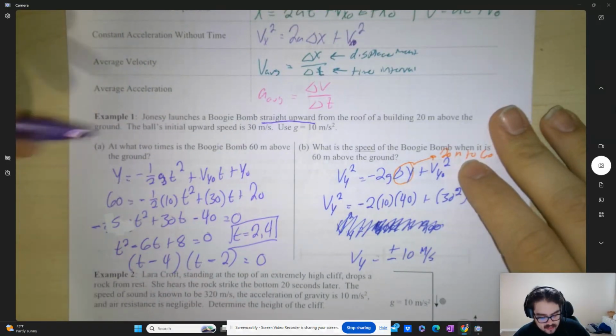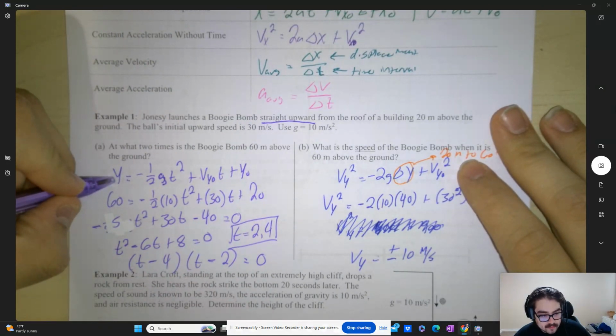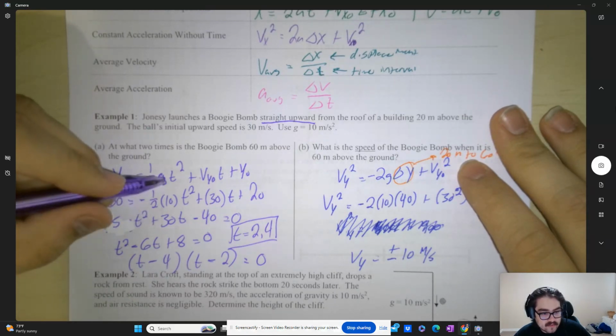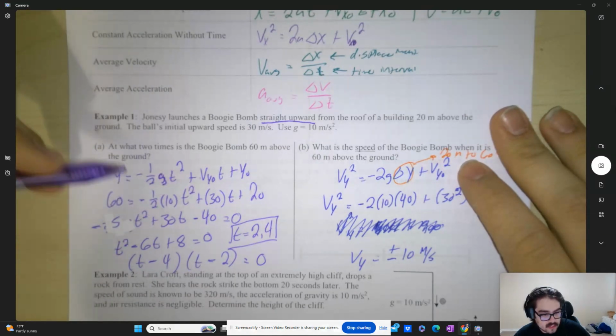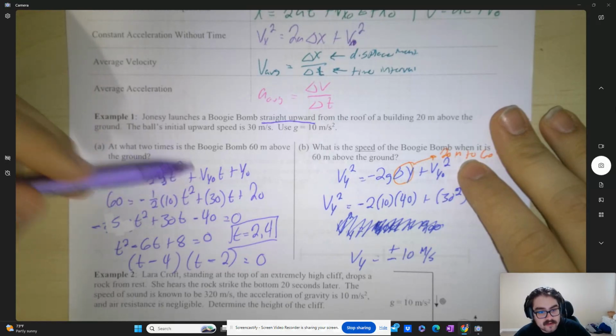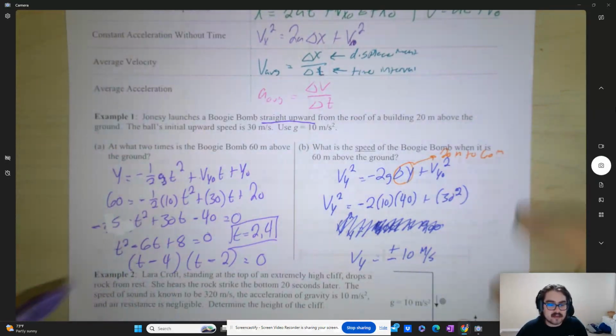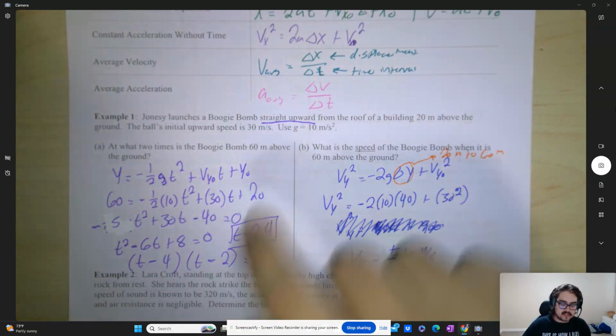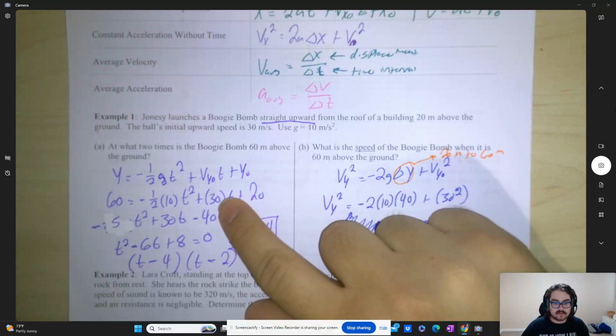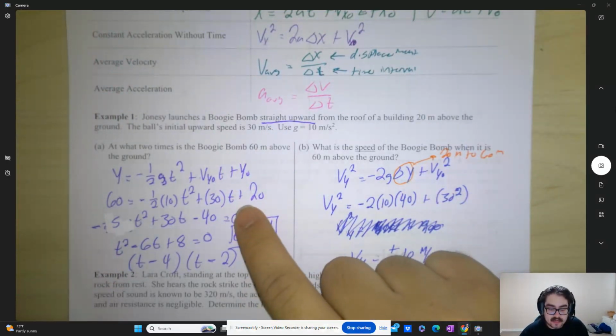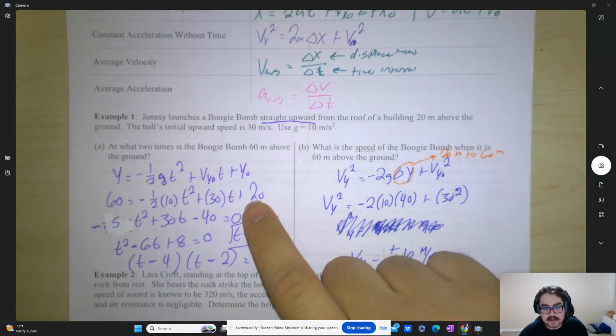So then we just plug everything in. So y is the final height that we're looking at. We make it 60. 1/2 times 10 times t squared. That just gets pulled down straight there. Your initial y velocity is 30 meters per second upwards. So I just use positive 30 right there times the time, which we don't know yet. And then the initial position, you're 20 meters above the ground. So I would make this 20.